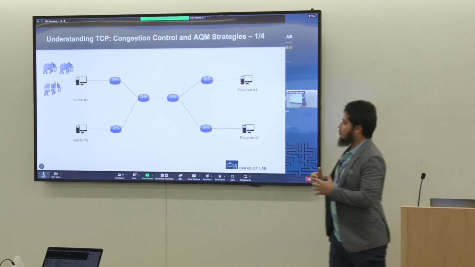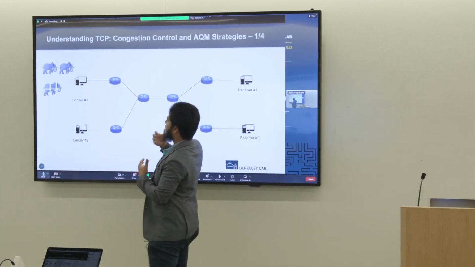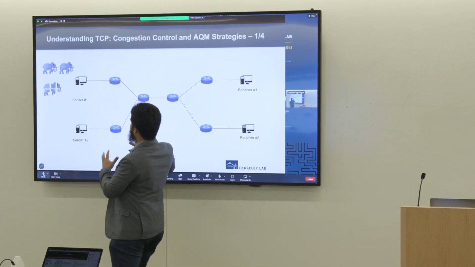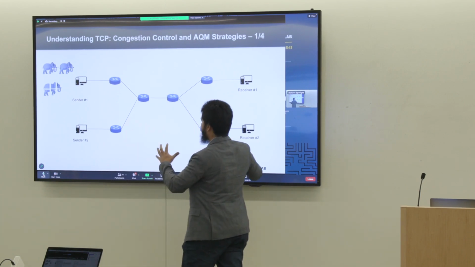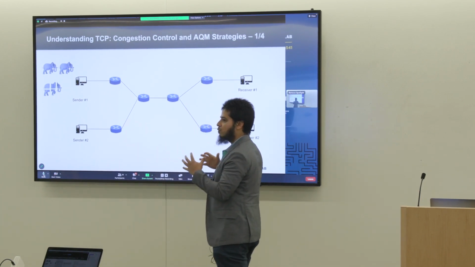So what happens in the background if we try to understand the protocols? There are mainly two key protocols that control the flow of data.